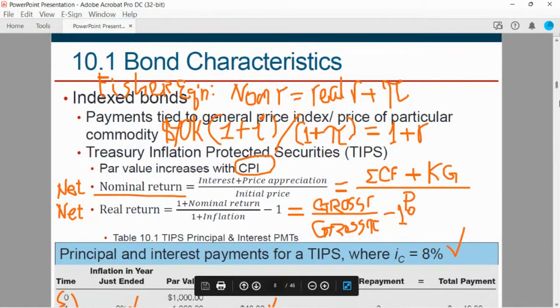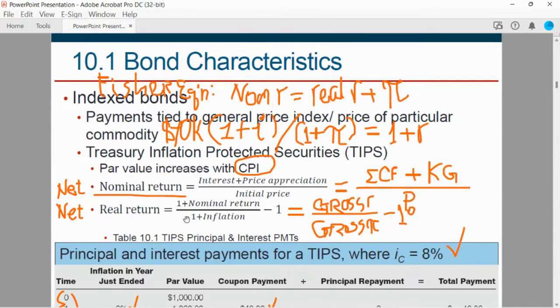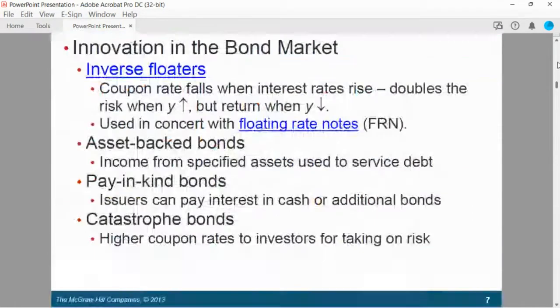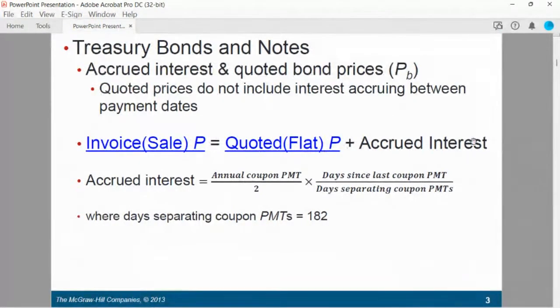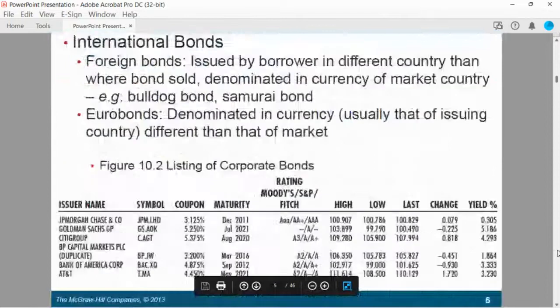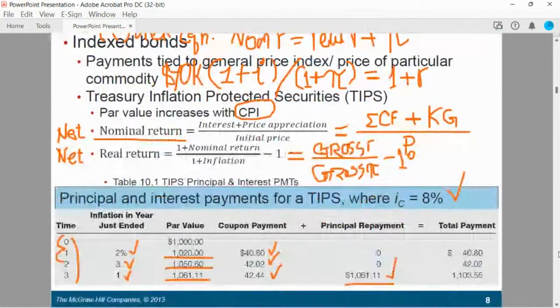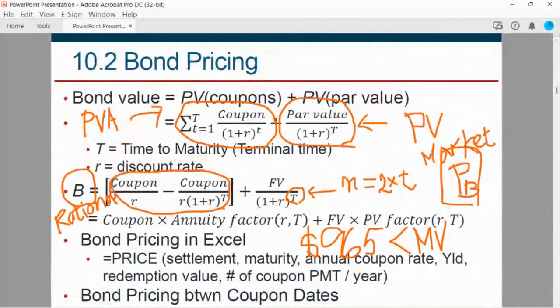We're going to revisit, from section 1, the TIPS, Treasury inflation protected securities, and then invoice price, flat price, clean price, or dirty price. That part we will revisit, but otherwise we're starting from section 2, because we're just reviewing what we did in Finance 100, since some of you have forgotten and need a refresher.